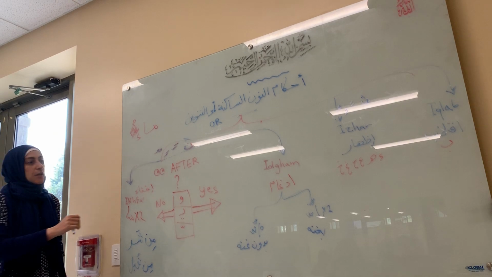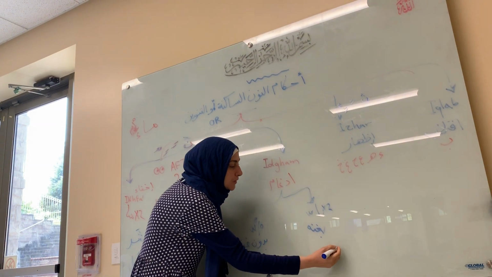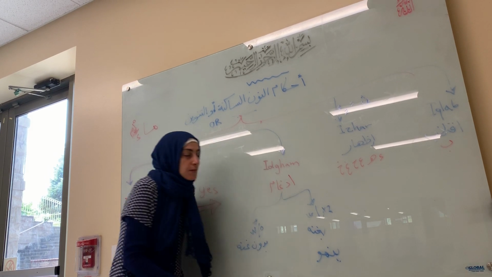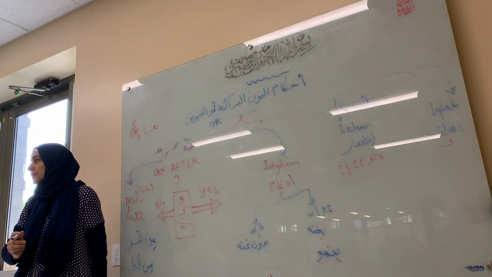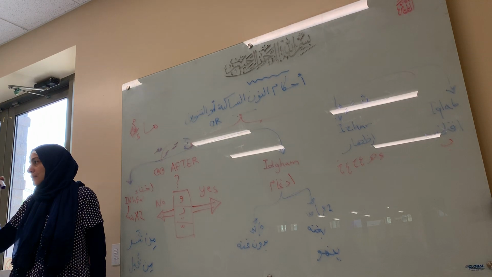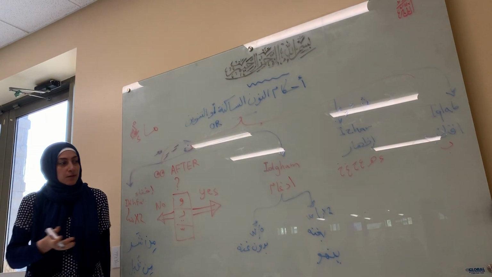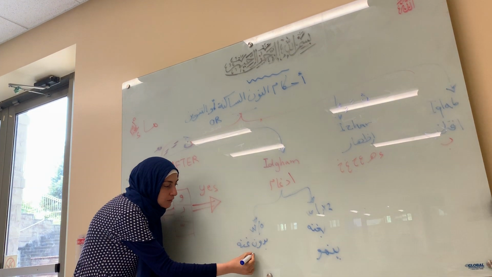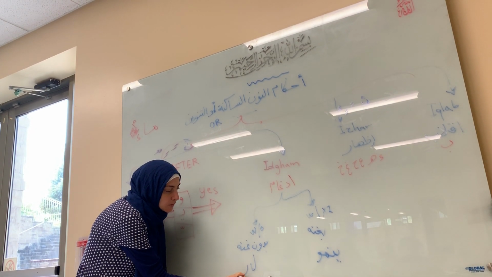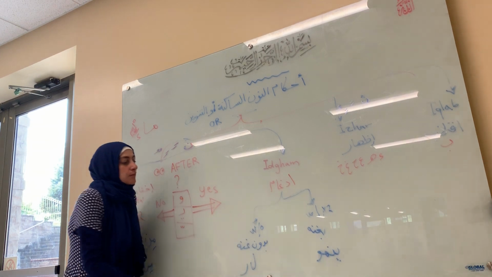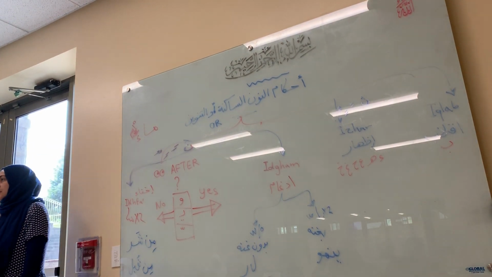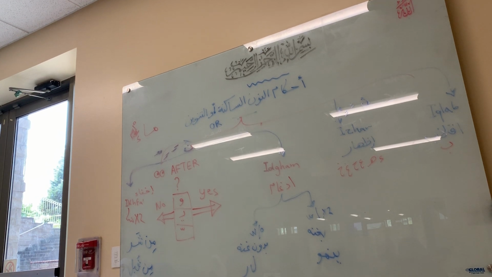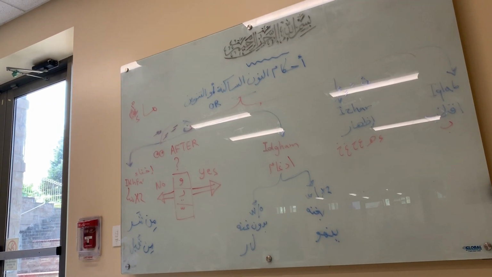Idgham bi ghunna, we have some letters that have to be following. Mnemonic, remember mnemonic? What's the mnemonic? When you gather some letters, put it in a word to learn it. So the mnemonic for idgham bi ghunna is yanmu. The mnemonic for bidun ghunna is just two letters, the lam and the ra. Okay, so now you have to learn these 6 letters, very easy.